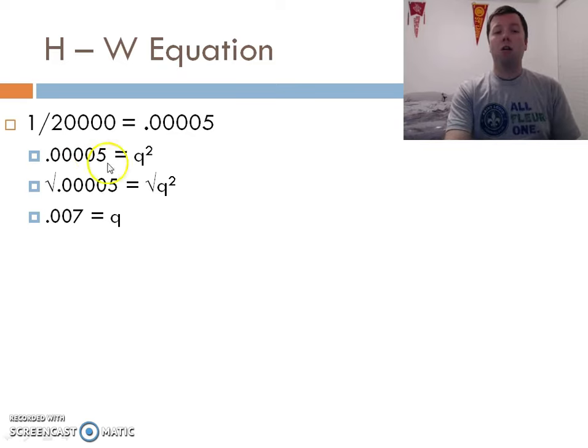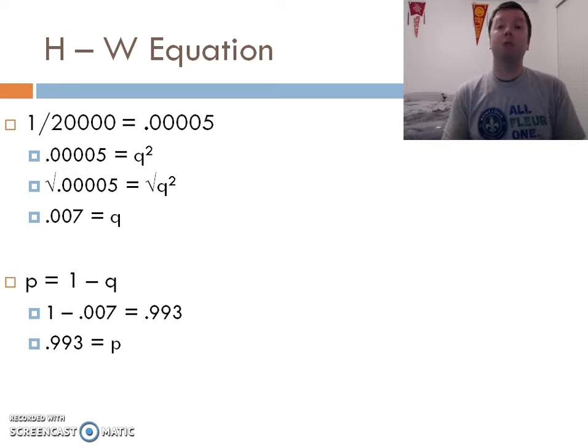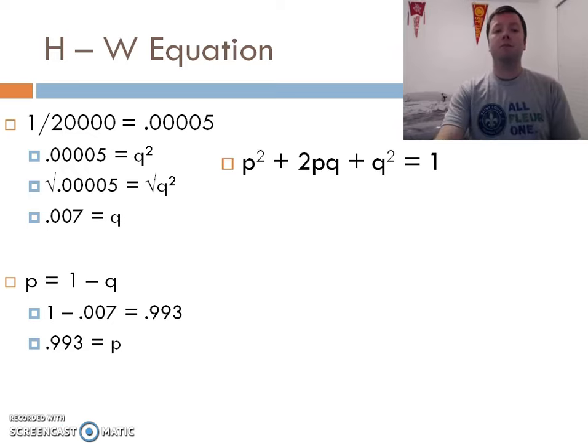They're not all homozygous recessive. Some of these are actually in heterozygous genotypes, people that are carriers for albinism. So how do you find p? Well, if you know q, you know it all adds up to 1. p is 1 minus q. So 1 minus 0.007 equals 0.993. So p is 0.993. That's 99.3% of the alleles out there are a dominant allele, a normal pigmentation allele.